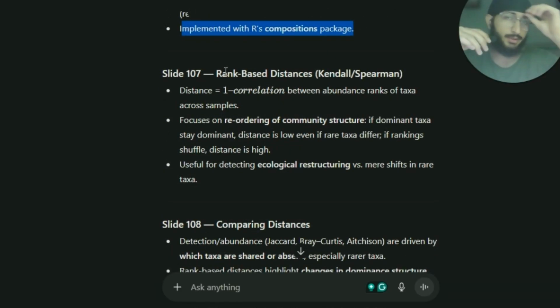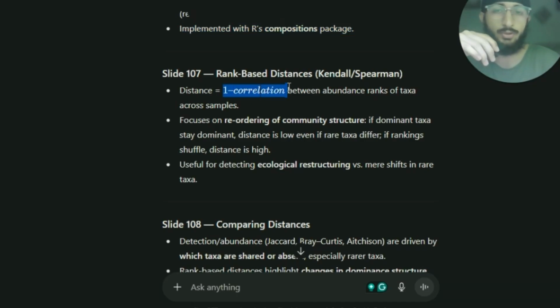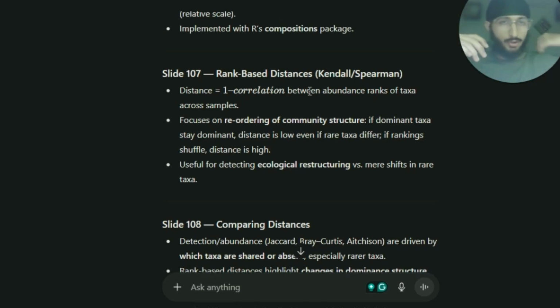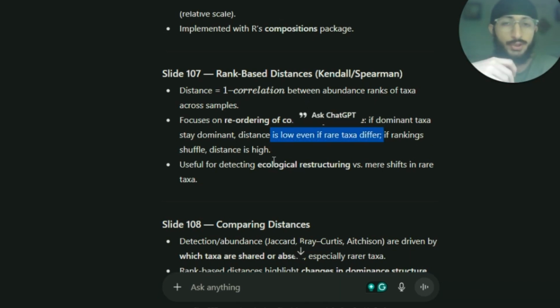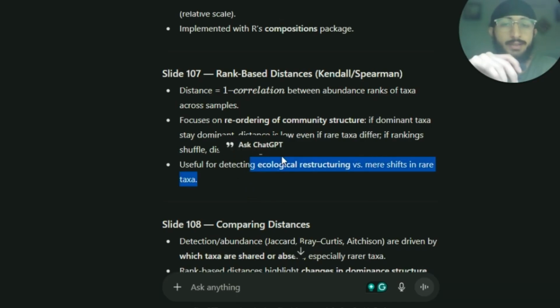Moving on, we have rank-based distances now, Kendall and Spearman. So distance is equal to 1 minus the correlation between abundance ranks of taxa across samples. Now it focuses on reordering of community structure. If dominant taxa stay dominant, distance is low, even if rare taxa differ. If rankings shuffle, distance is high. It is useful for detecting ecological restructuring versus mere shifts in rare taxa.